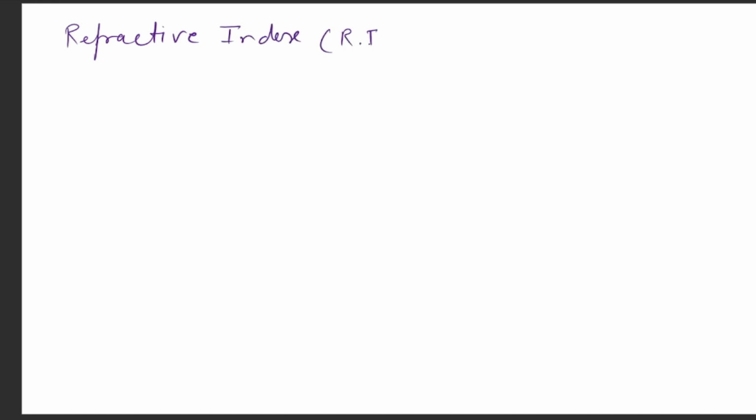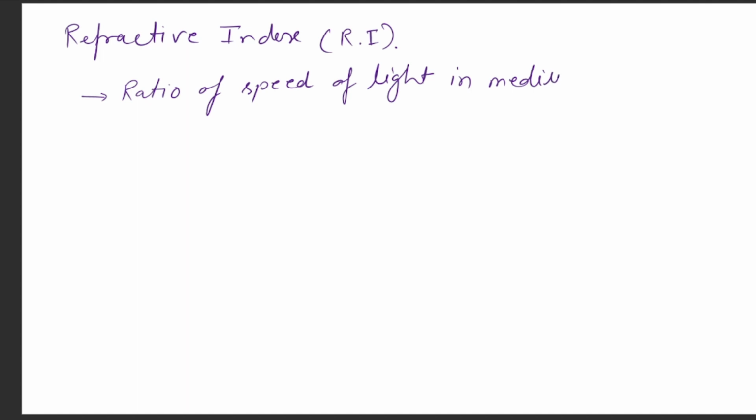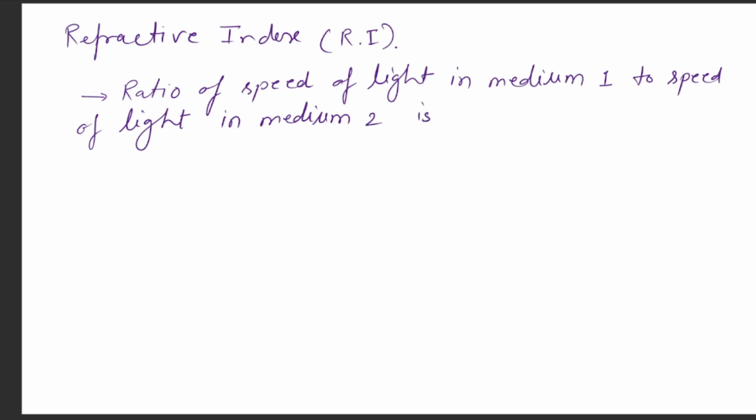Refractive index, sometimes written as Ri, is the ratio of speed of light in medium 1 to the speed of light in medium 2.